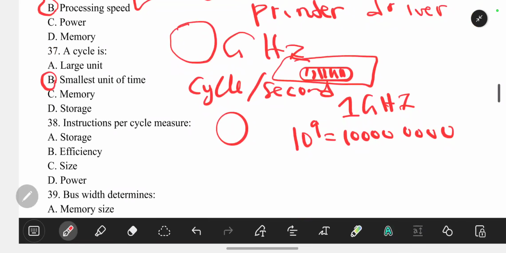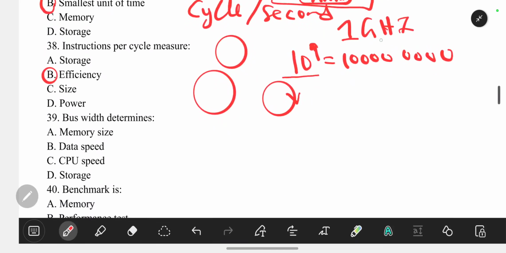When we look at our next one, it says instructions per cycle. Instructions per cycle measures efficiency. Instructions per cycle is the number of instructions that a CPU can execute in one cycle. How many instructions is it able to execute within the smallest amount of time, or rather within one cycle? How many instructions is it able to execute or perform?